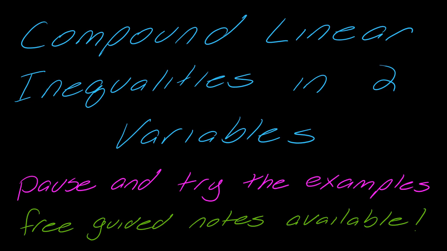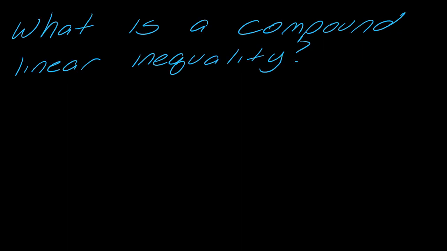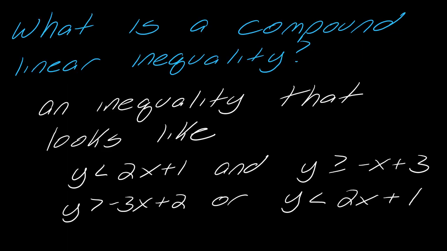Let's talk about compound linear inequalities in two variables. So first of all, what is this, a compound linear inequality in two variables? They are inequalities that look like this. Either this one here, where you have this inequality, but then you have the word "and," or you have the word "or," one of those two, and then you have a second inequality.